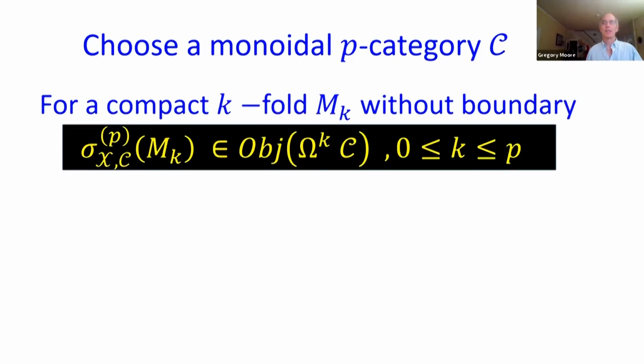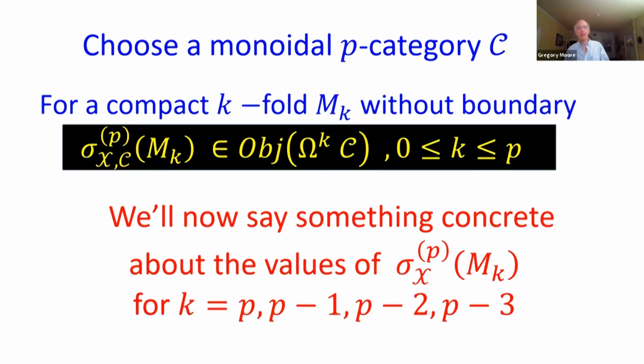So now choose a monoidal P-category as your codomain. In these finite homotopy theories, the value of the theory on a k-dimensional compact manifold without boundary will be an object in the kth looping of the P-category C. And that's going to be true for k going from 0 to P. Now I'll say something concrete about what those values are for the highest dimension, lowest codimension. So k is P, P-1, P-2, and P-3.